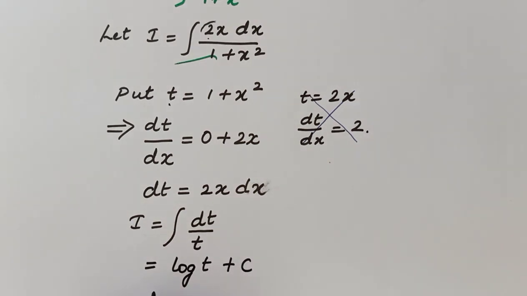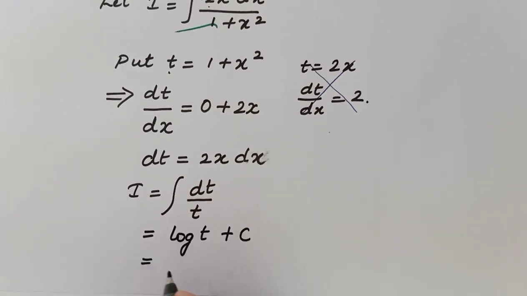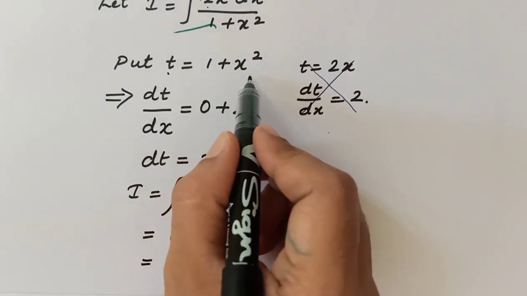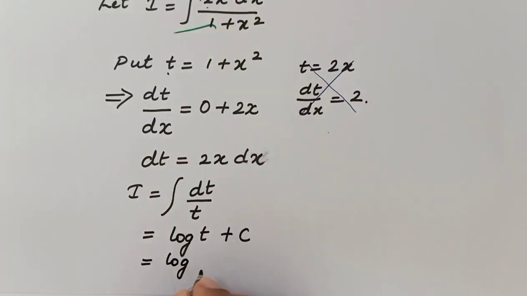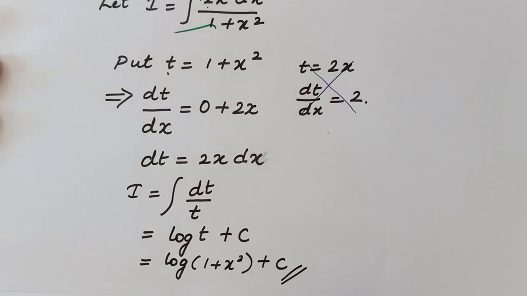Now I am going to write the same thing in terms of x, which is equal to log of, what is t? t is nothing but 1 plus x square. So log of 1 plus x square plus c. So this completes the solution. I hope you got this problem by the method of substitution.